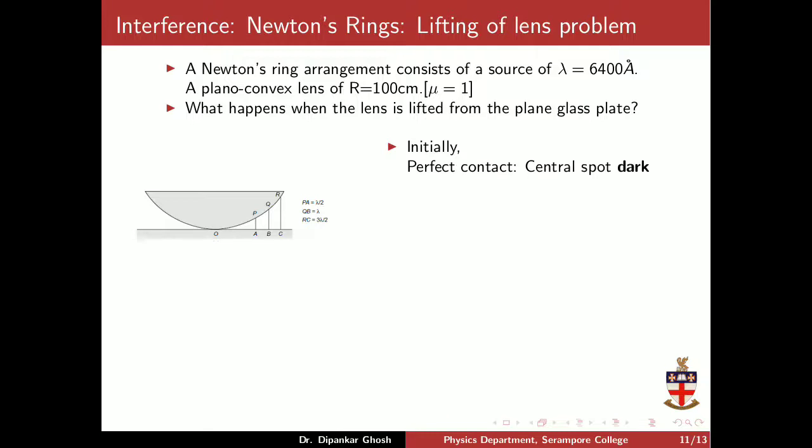Initially, there is perfect contact between the plane glass plate and the plano-convex lens. So what happens when there is perfect contact? We will have a central spot, and the central spot will obviously be dark.